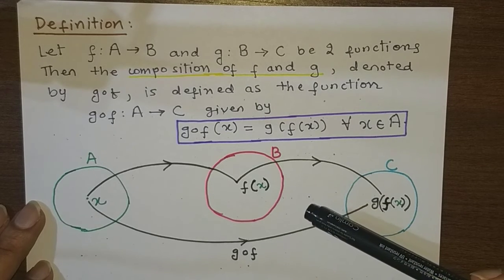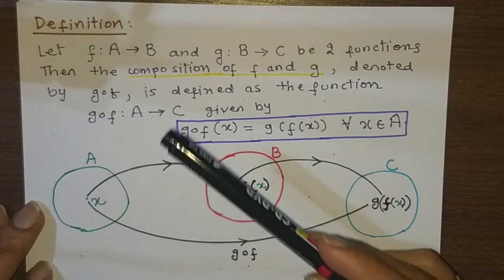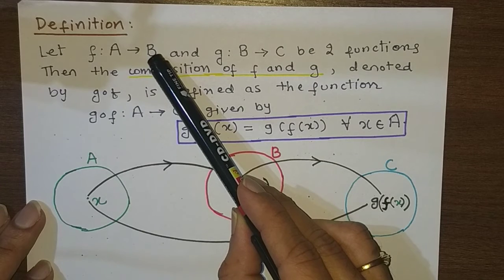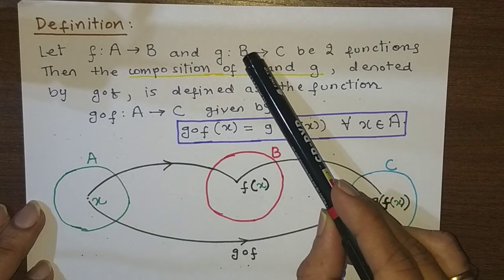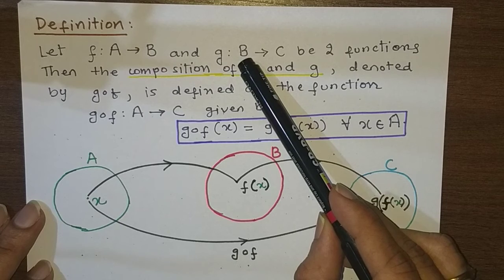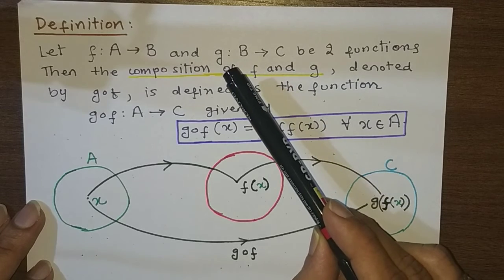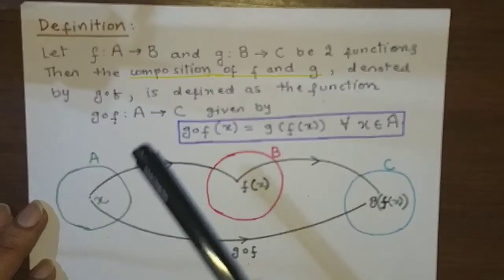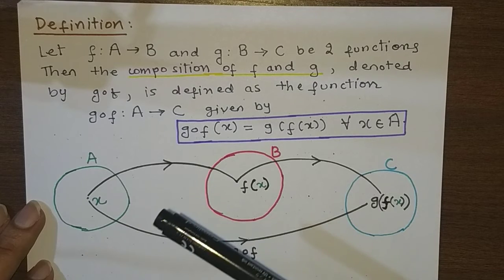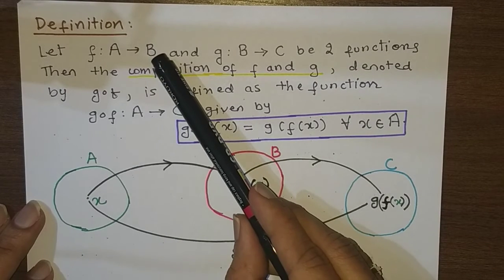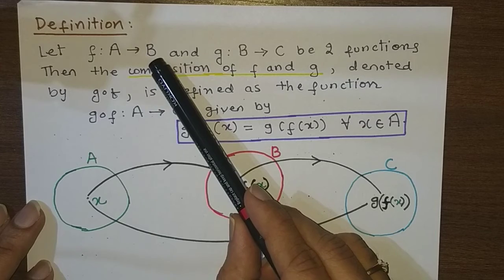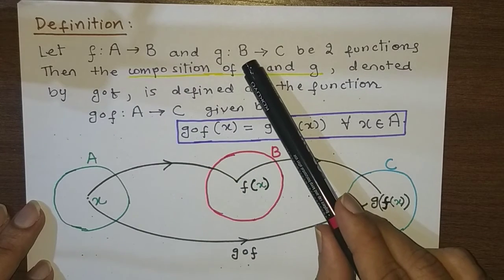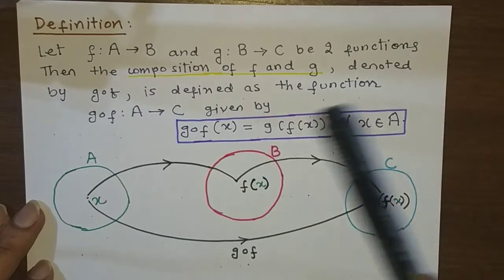Now one thing you have to note here is that the codomain of f, that is B here, is equal to the domain of g. So whenever you want to define a composition of two functions, this condition should be satisfied. That is, the codomain of f should be equal to the domain of g.